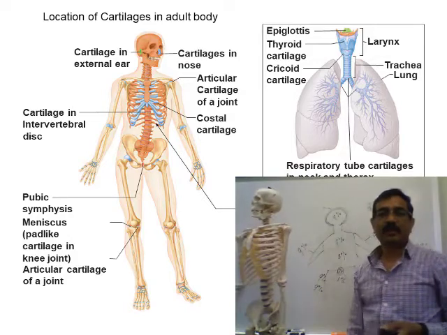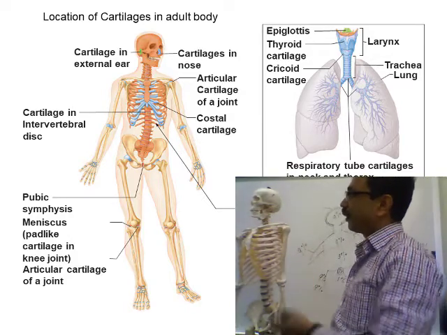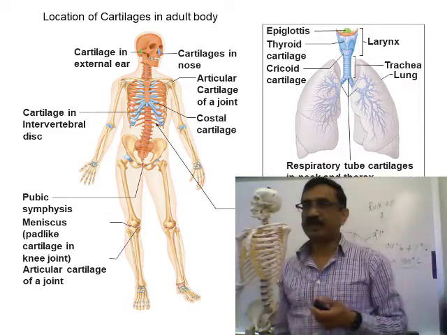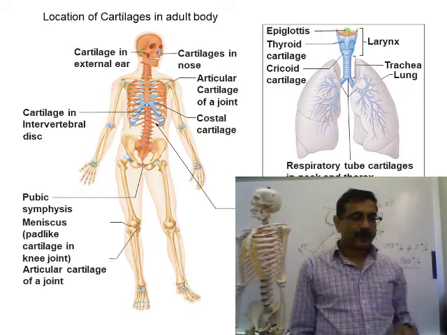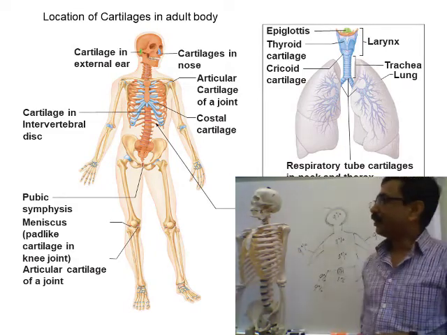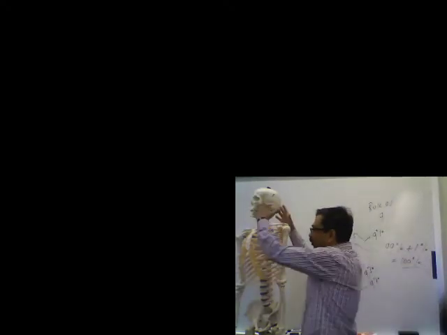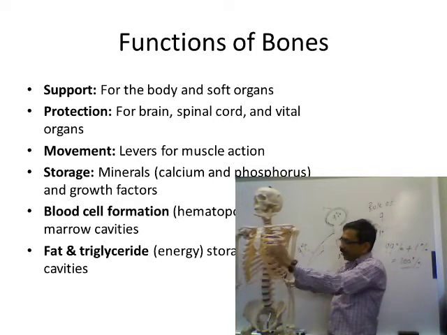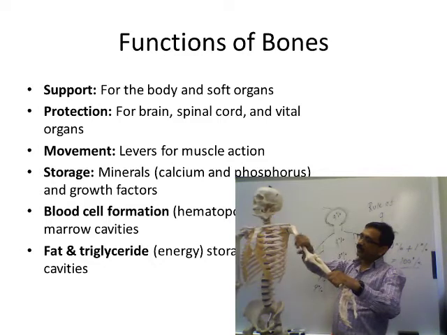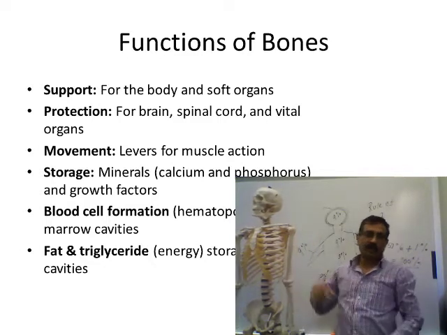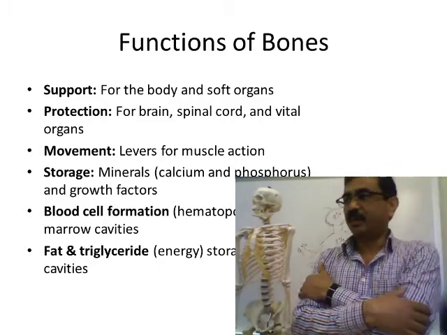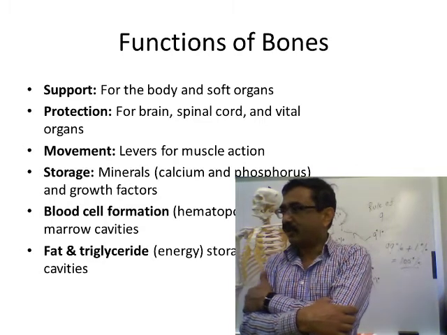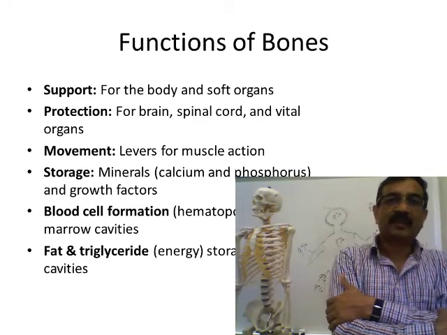Here in this picture you see by two different colors they have shown the axial and appendicular bones. Functions of the bones. Bones provide support. Bones form the skeleton, and we know that whole skeleton supports the whole body. That is number one. Bones also provide support to the muscles. We know that most of the muscles of your body, skeletal muscles, are attached to the bones. So bones support the muscles.